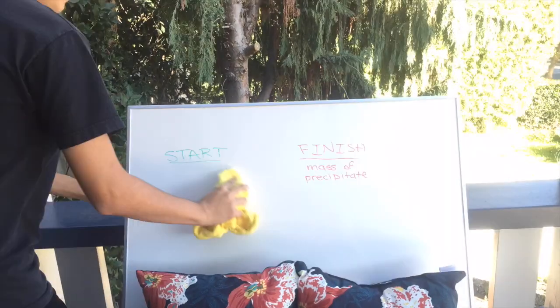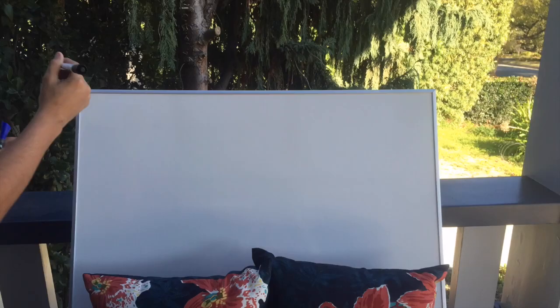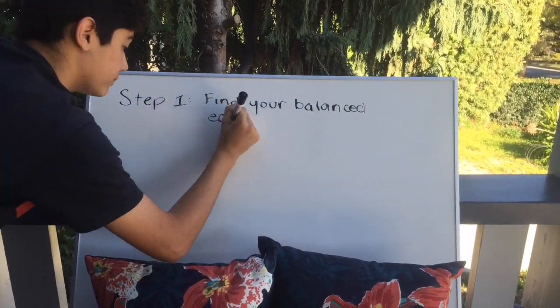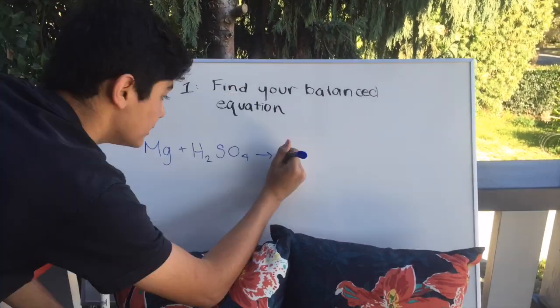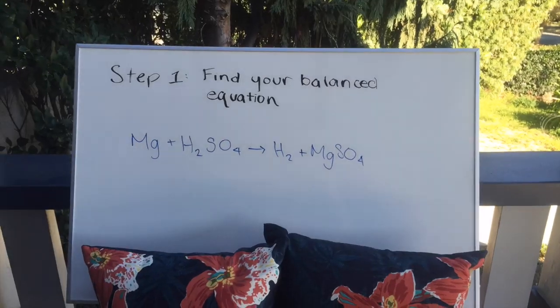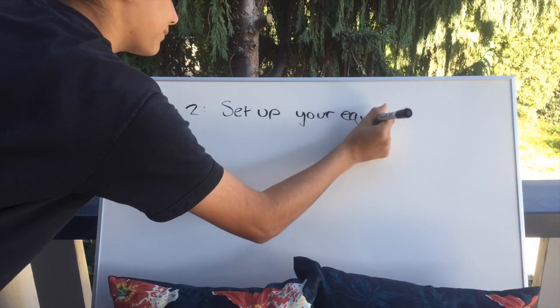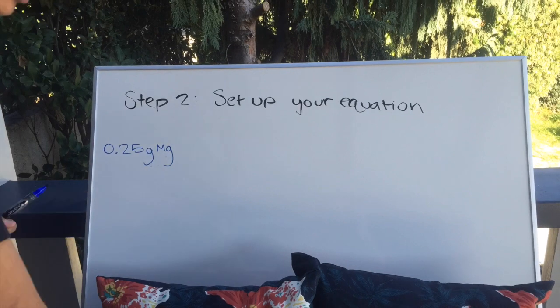Okay, well now that I know how to set up the problem, can you show me how to work it out? Well, there are 3 steps in solving the equation. The first step is to find your balanced equation. Our balanced equation is Mg plus H2SO4 yields H2 plus MgSO4. Step 2 is to set up the equation itself. You use the given amount provided in the problem, which is 0.25 grams of magnesium.